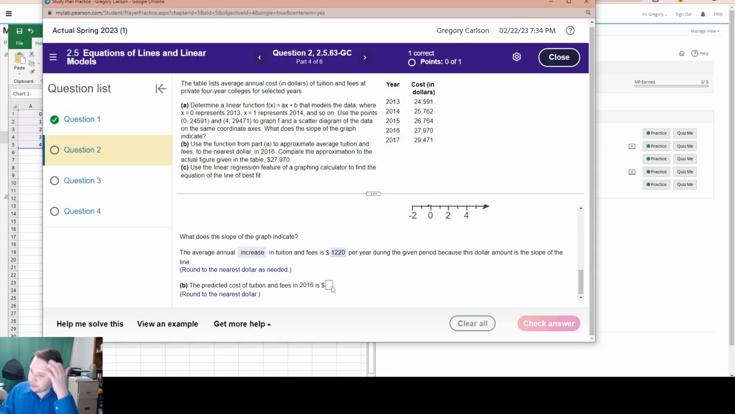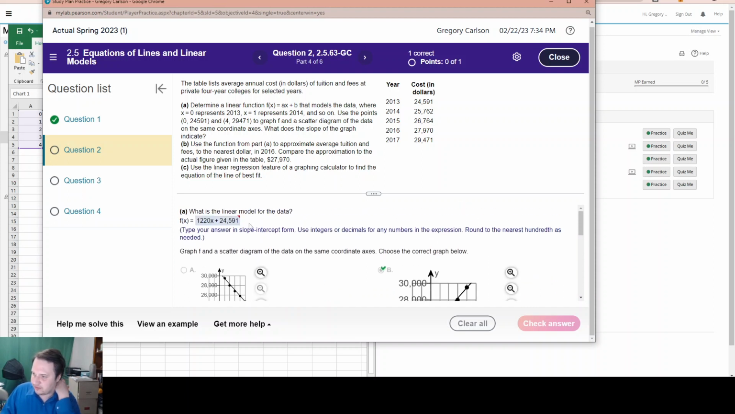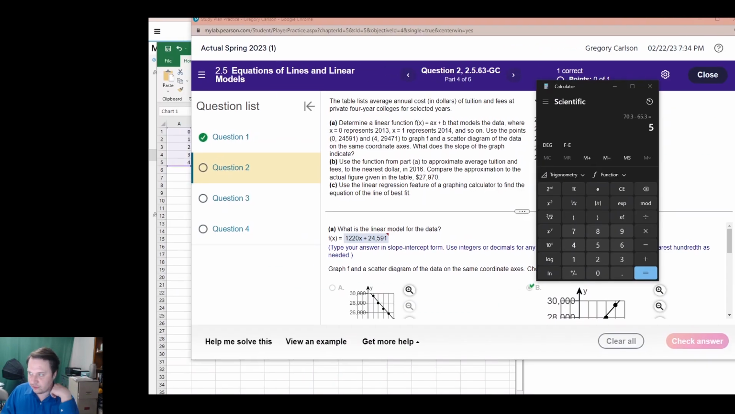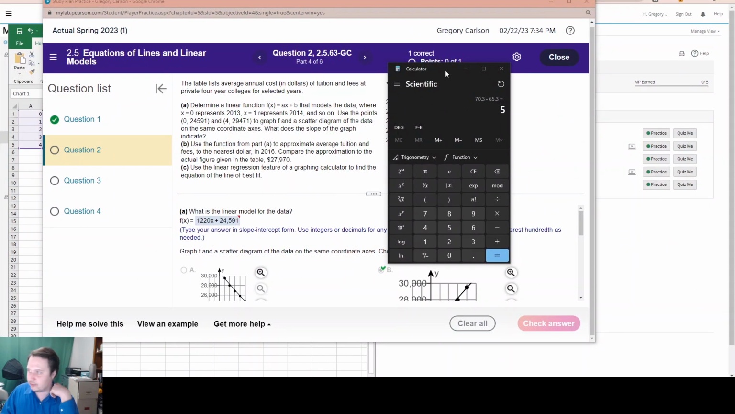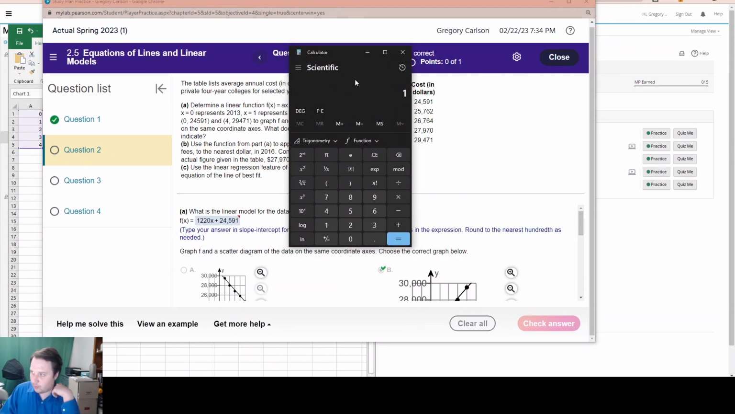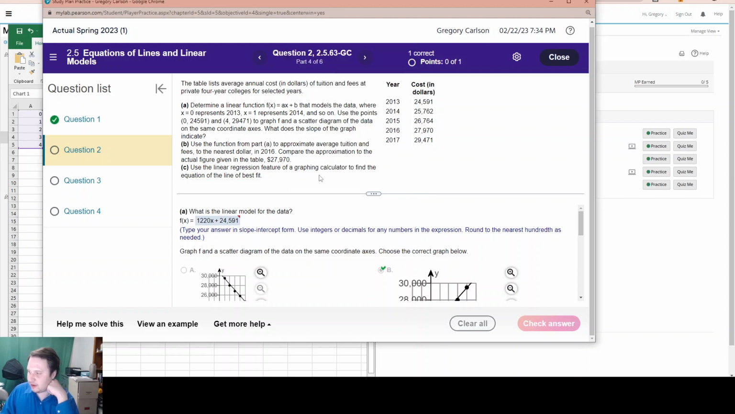Now they want the predicted cost for 2016. So the predicted cost for 2016, we use the equation. And for 2016, it's going to be 2013 is 0, 2014 is 1, 15, 16. So we plug in a 4 here for x. So let's do that real fast. We'll plug in a 4 for x. Whoops, sorry about that. I grabbed the wrong calculator. So 1220 times 4, enter, plus 24591. Again, that's just plugging in 4 for the x right here. I get 29471.